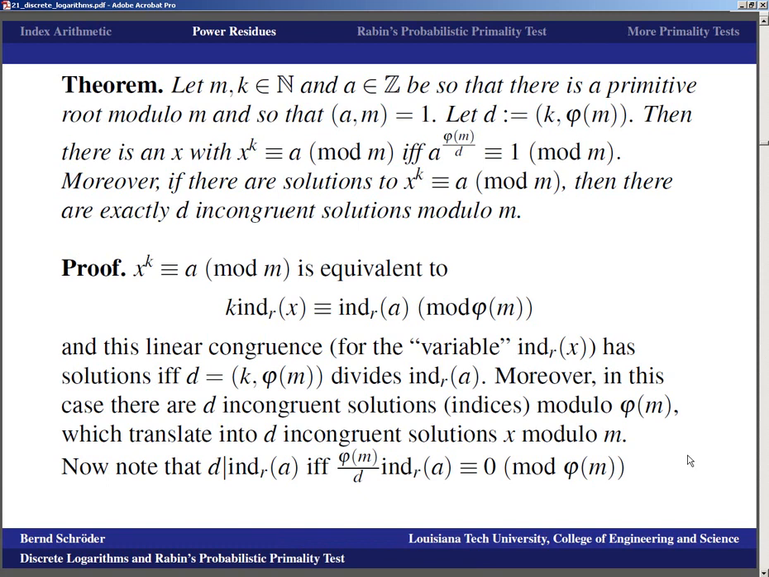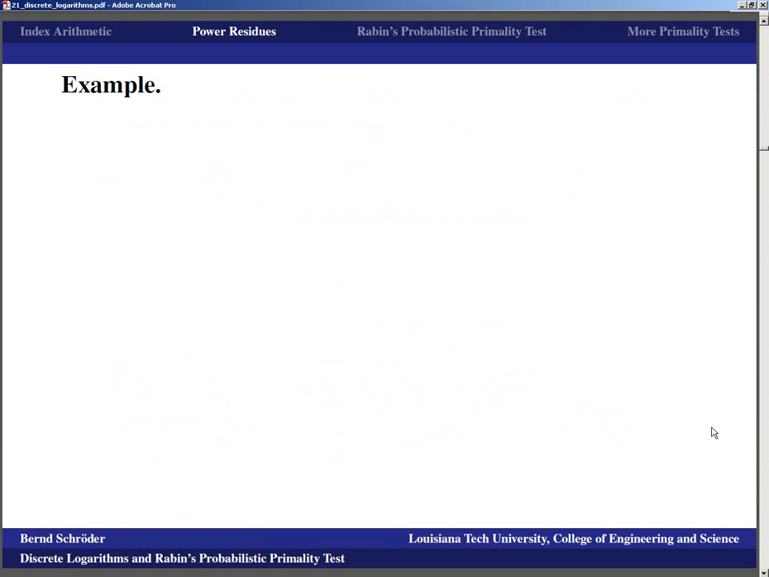And yeah, that is vice versa. And that's the case if and only if, well, if I have a to the phi of m over d, if that actually is divisible by the index of a to the base r, then that ends up being equivalent to 1 modulo m, and vice versa. And so that takes care of the existence of power residues.